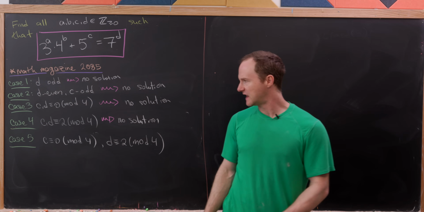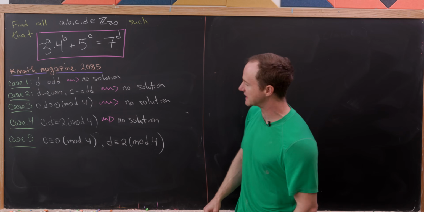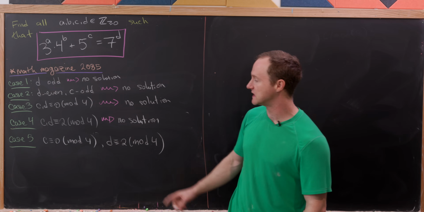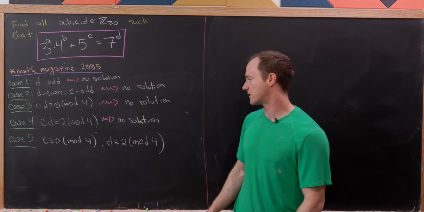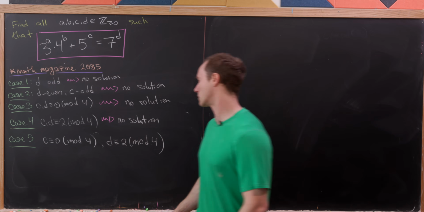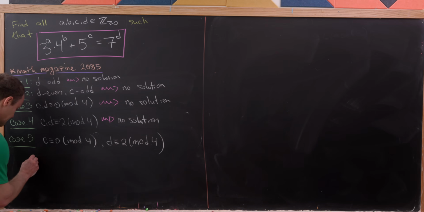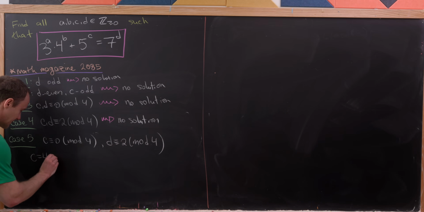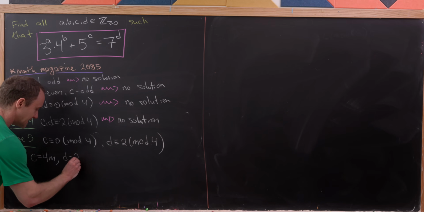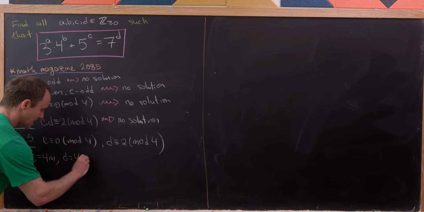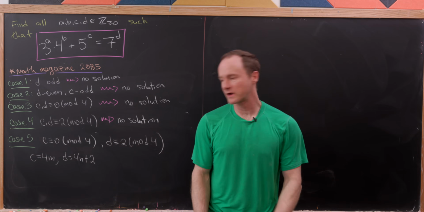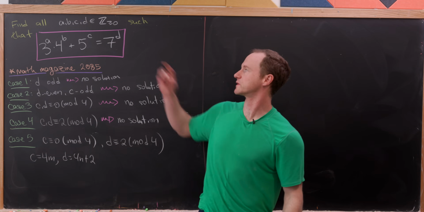So now let's look at the next, well, what's really a subcase of when both C and D are even, when C is 0 mod 4 and D is 2 mod 4. But let's observe that that means we can write C as 4 times m and D as 4 times n plus 2. Okay, so now let's swing that into our original equation.